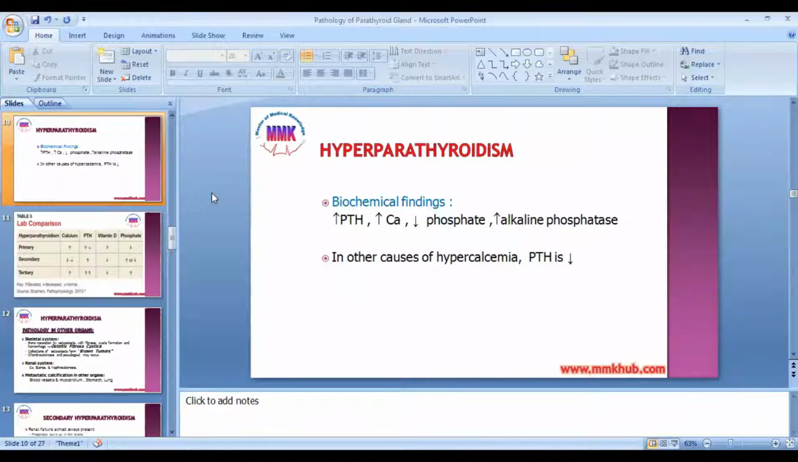While in other causes of hypercalcemia, due to the negative feedback, there is decrease in the parathyroid hormone. But in hyperparathyroidism, with the increased parathyroid hormone level, the calcium level is also increased.